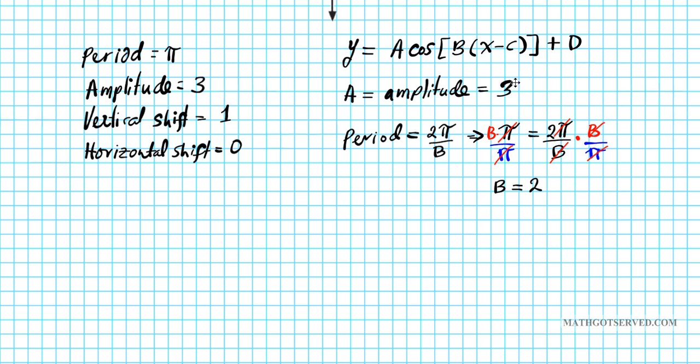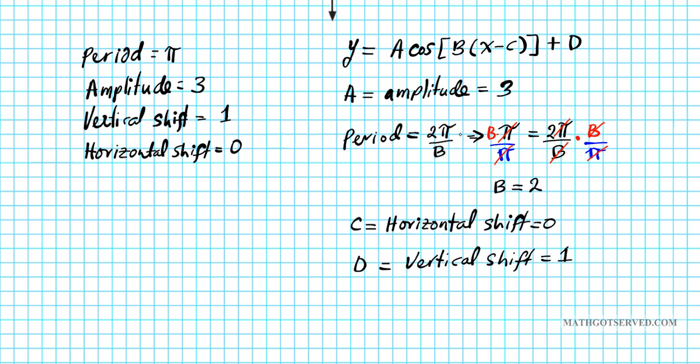Now, next thing we need is a c. C is a phase shift, okay? So c is equal to the phase or horizontal shift. We call it horizontal shift in this problem. So horizontal shift is 0. So since horizontal shift is 0, we know that c is equal to 0. What else do we need? D. Oh, D is a vertical shift. Okay, D is a vertical shift. And in this problem, what is the vertical shift? The vertical shift is 1.